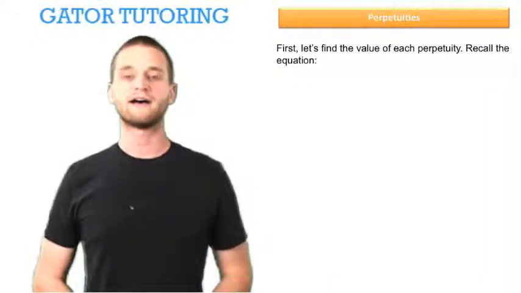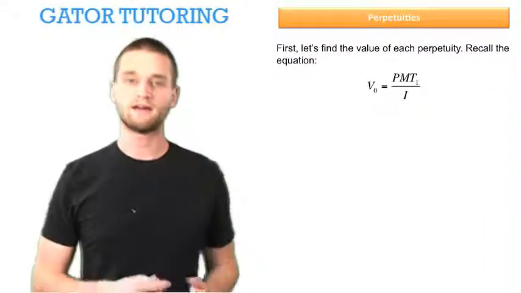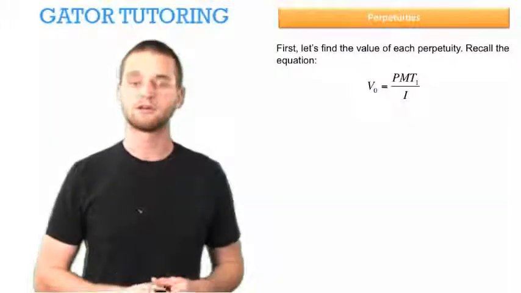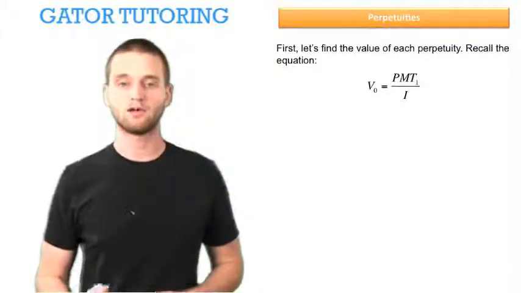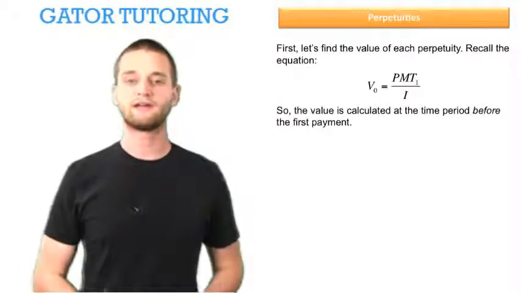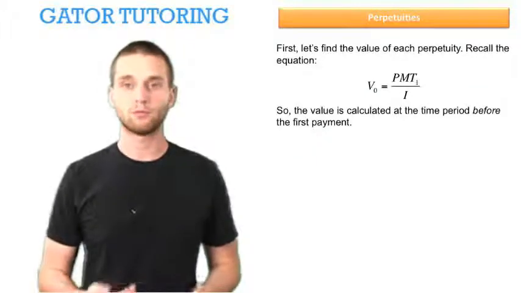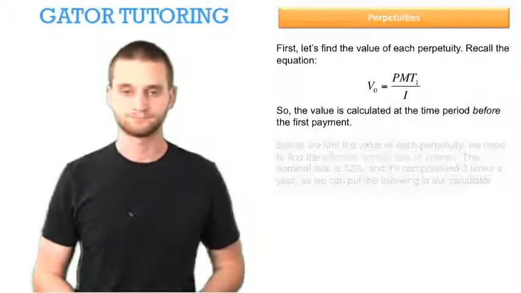First, let's find the value of each perpetuity. Recall the equation: the value in time period 0 equals the payment in time period 1 divided by the interest rate. So the value is calculated at the time period before the first payment is made, and this is when we're finding the value of a perpetuity.